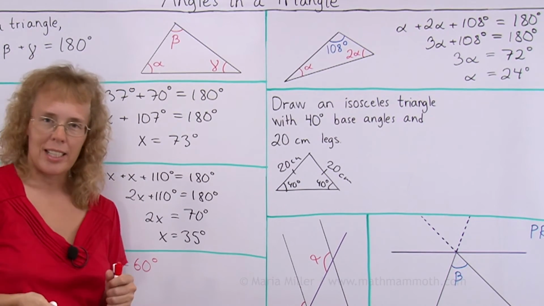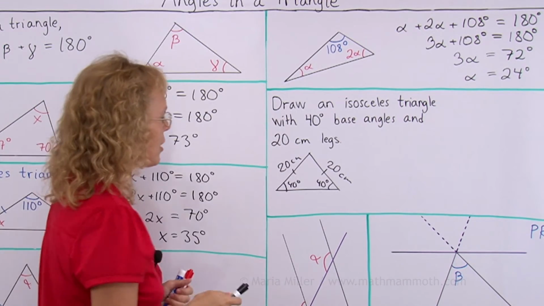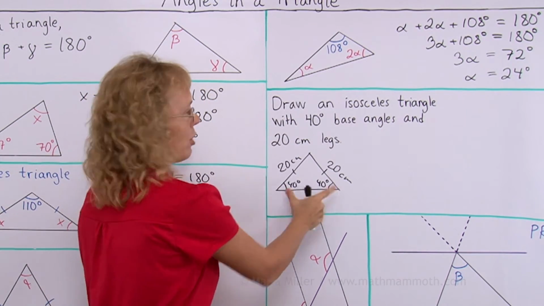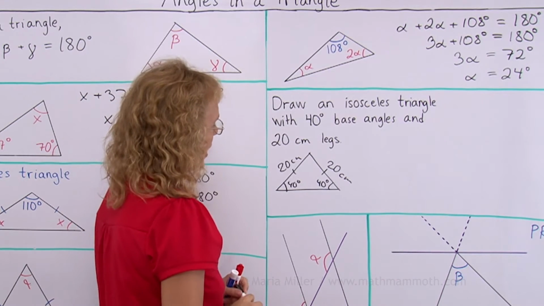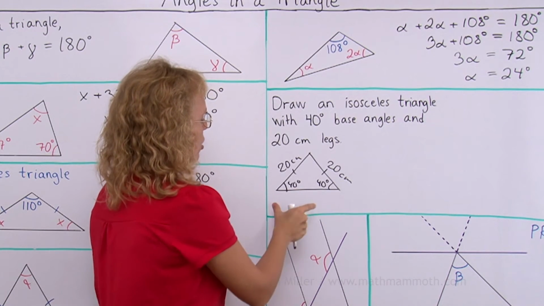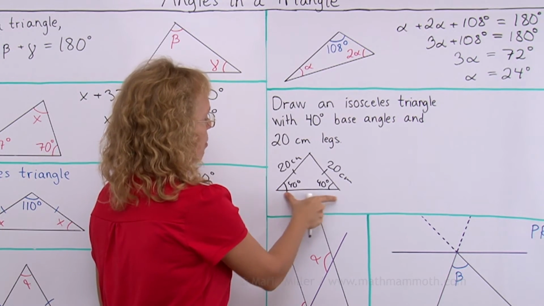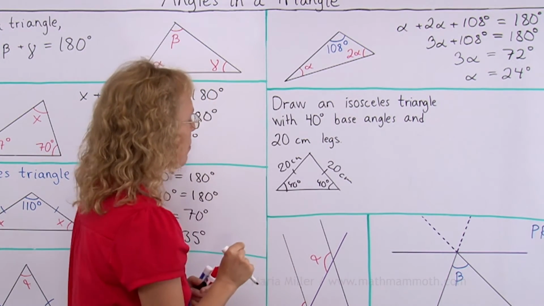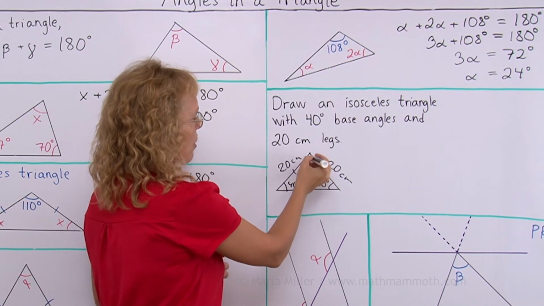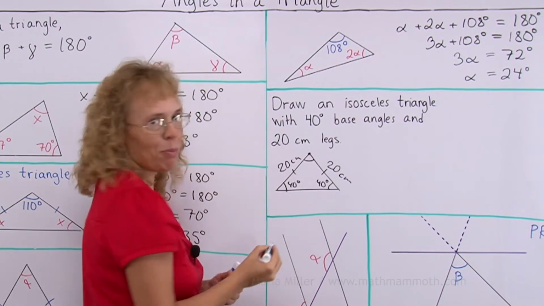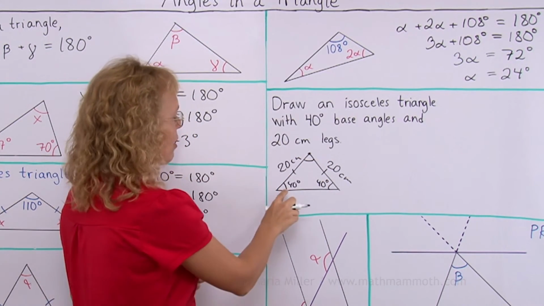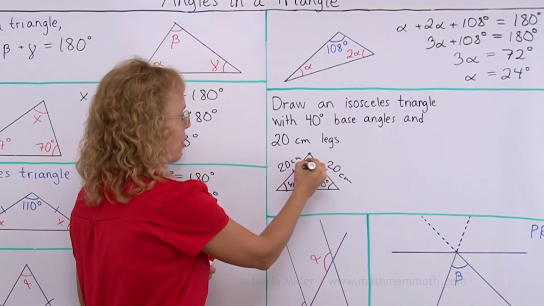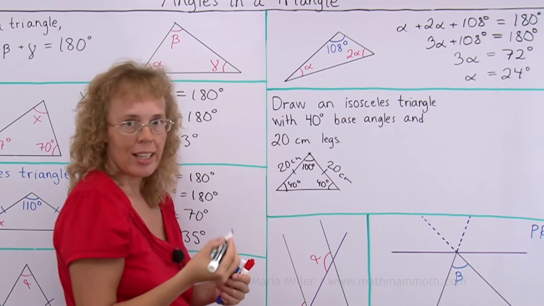So where would I start if I want to draw this? I don't know how long this side is, so I cannot start by drawing it, obviously. I could draw a 40-degree angle, one of them, but like I said, I cannot know how long to continue this one side. So it looks like maybe I would want to start here, at the top. I can figure out the top angle because 40 plus 40 is 80. And so this must be 100 degrees to make 180.